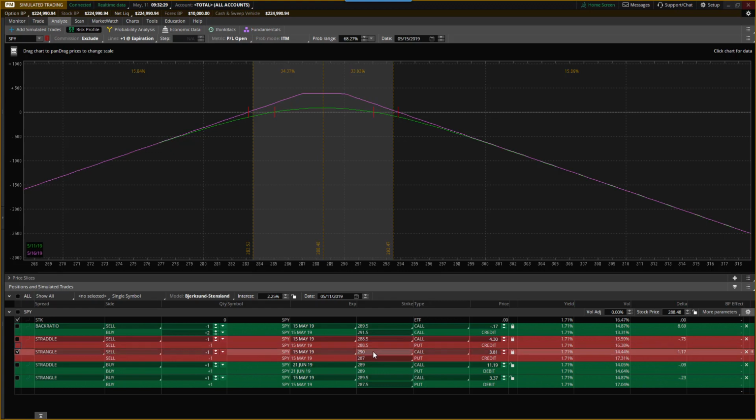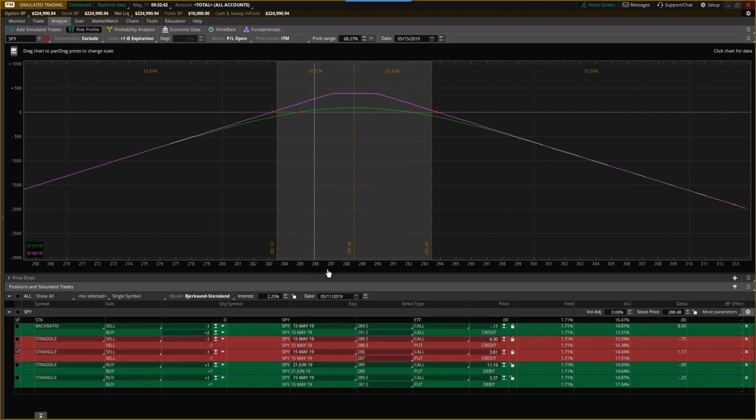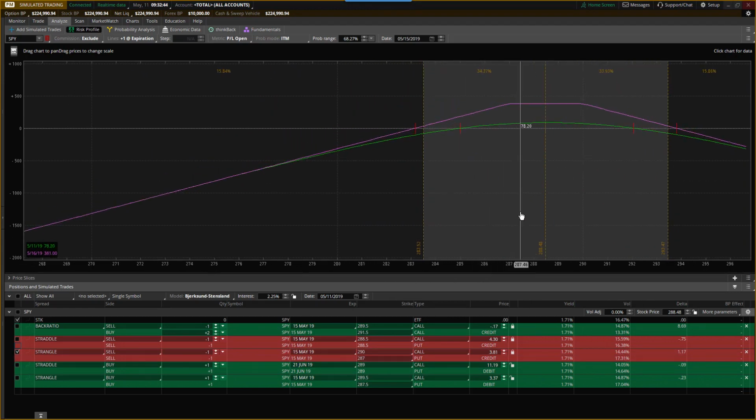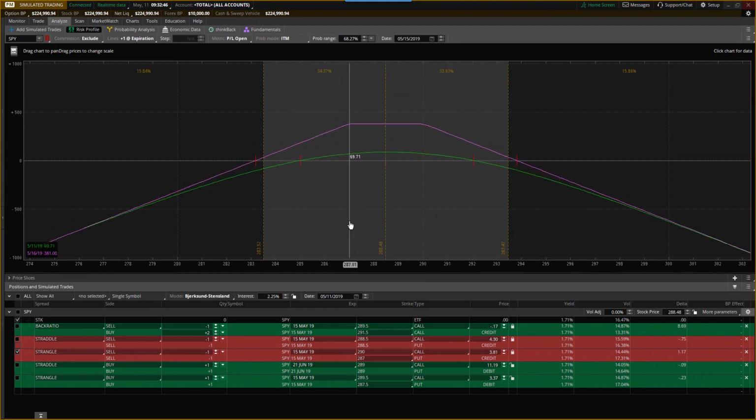So for an example right here, I've got the 290, and you can see that that's where this starts to curve. My flat area here is developed by the two strikes that I chose, the 290 and the 287. When we start to zoom in here, here's the 287, here's the 290. That's the flat area. From there, we get our shape down to our break even.